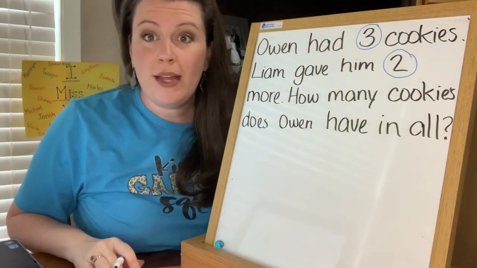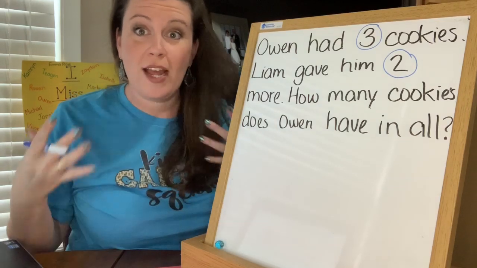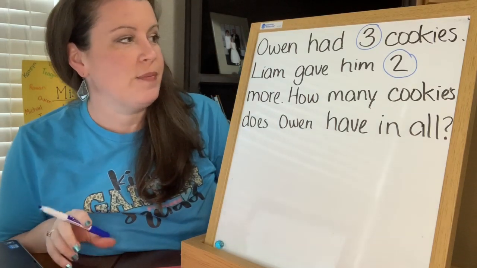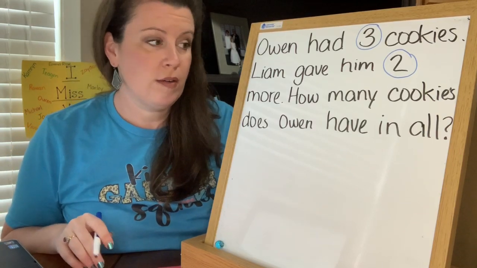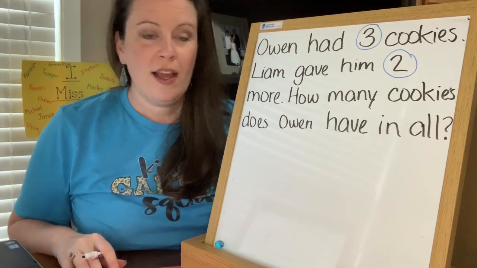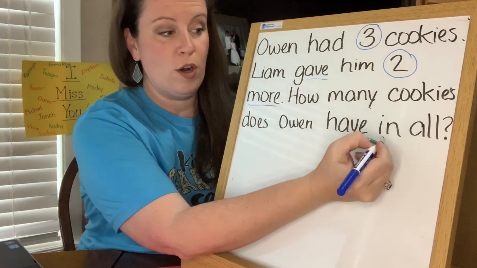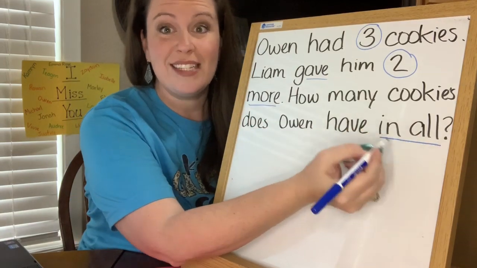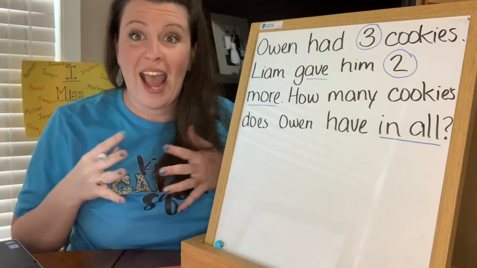Now we're going to reread the problem and see if we know if we are putting cookies together or taking them apart, adding or subtracting. Owen had 3 cookies. Liam gave him 2 more. How many cookies does Owen have in all? Okay, I know Liam gave him more, and the word is in all. The key word is in all. Whenever we see in all, that means we are going to add.